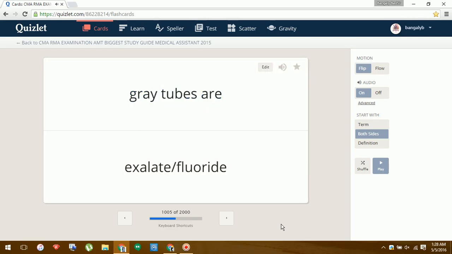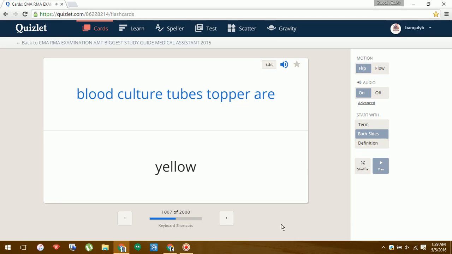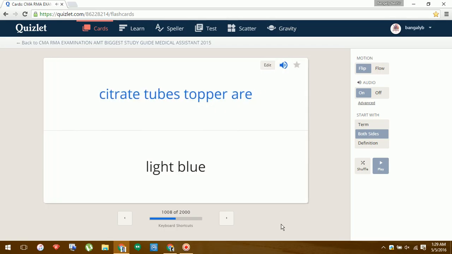Gray tubes are oxalate fluoride. Red tubes are non-additive clot tubes. Blood culture tubes topper are yellow. Citrate tubes topper are light blue. Non-additive tubes are red.